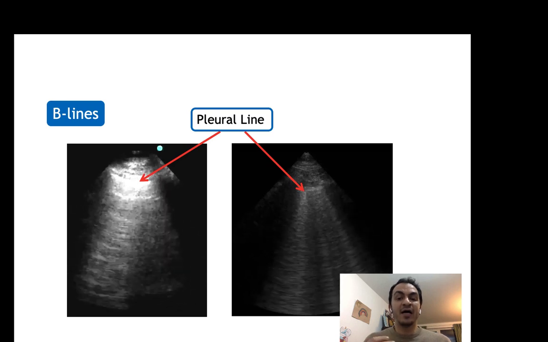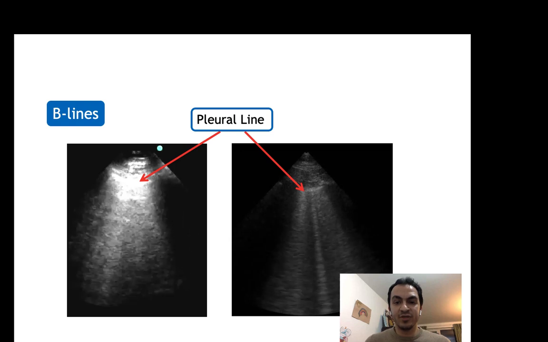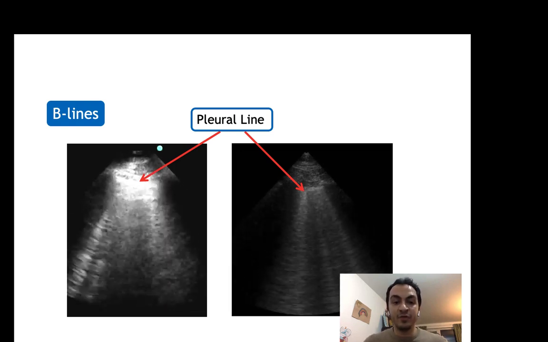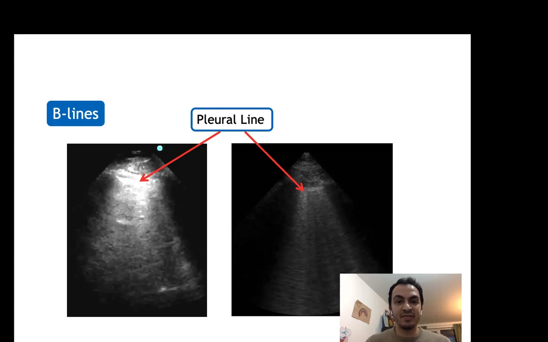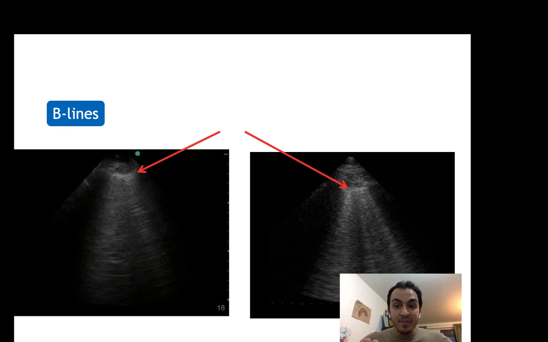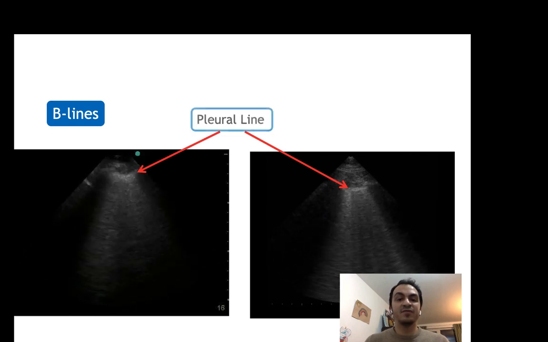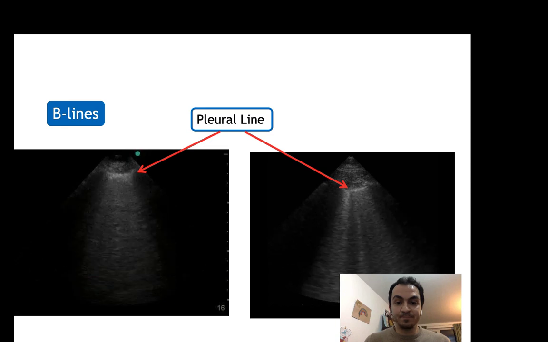they are isolated in number. And when you have non-confluent B lines, which are plenty of B lines, but they are not fused or confluent together, this could reflect a degree of interstitial edema. But when the B lines become extensive and fused together like a curtain, then you would expect a degree of alveolar edema. And this is very important to assess your patient's severity.